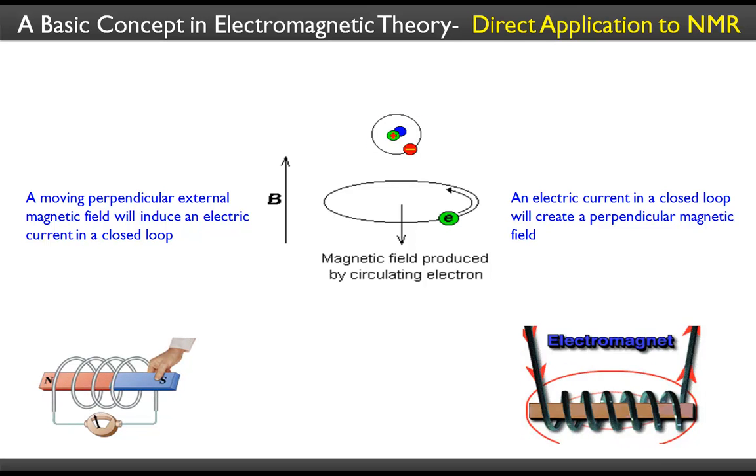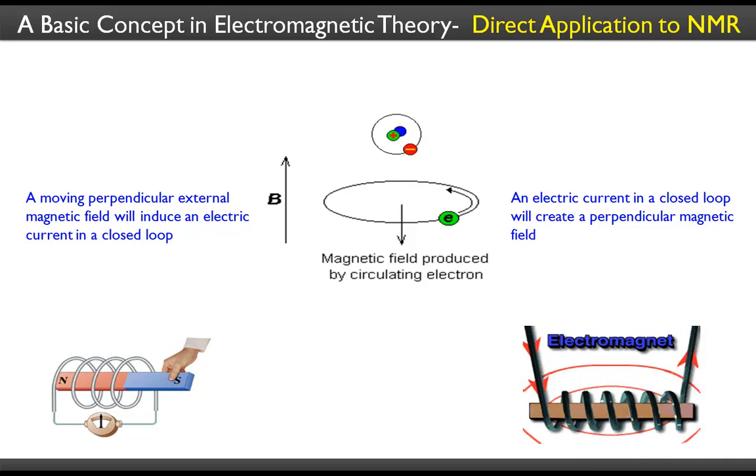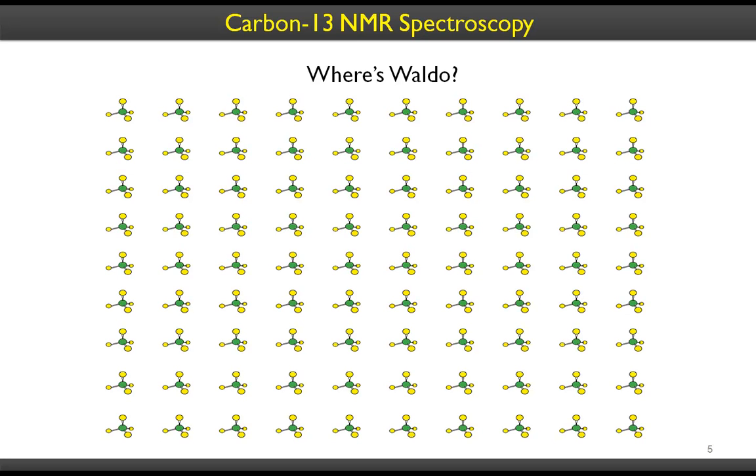So carbon-12 does not have any of these properties, so it is not magnetically active. It is only carbon-13 that is active. So it is insensitive compared to proton NMR. For example, if you have 100 carbons in a molecule, only one of them would be magnetically active. Only one of them would be carbon-13.